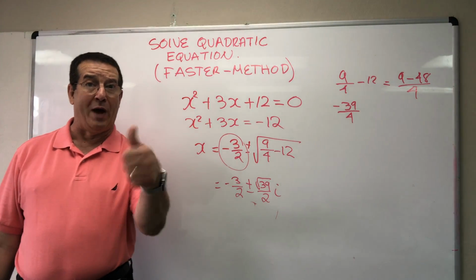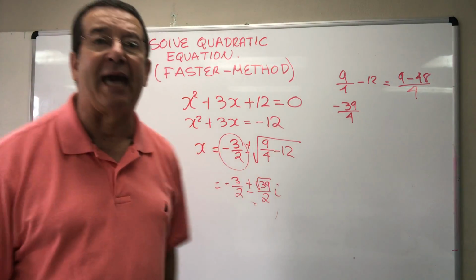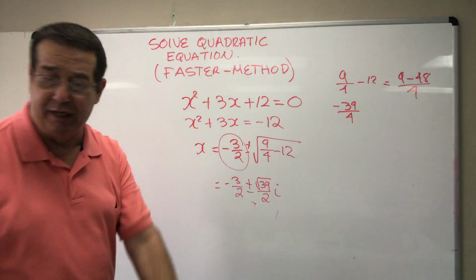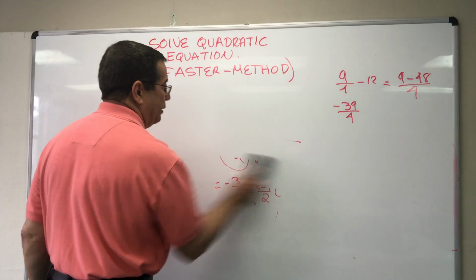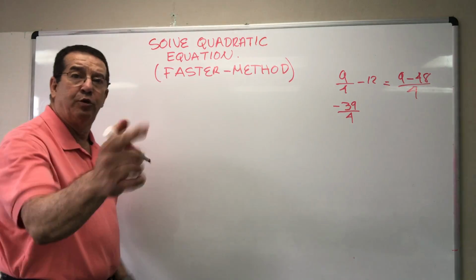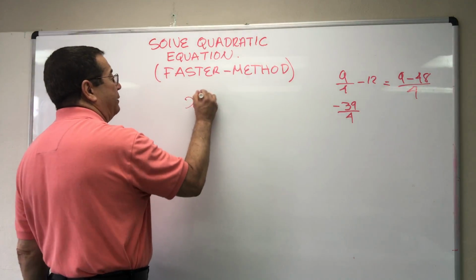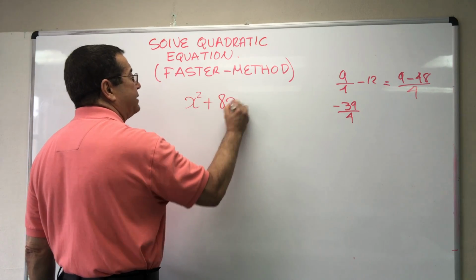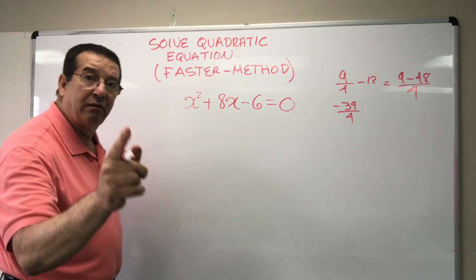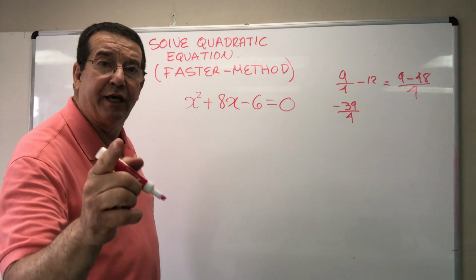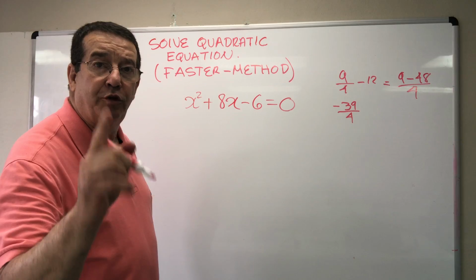And I'm going to do one exercise faster, directly. Pay attention. Now, another example. I want the student to do it like this: x squared plus 8x minus 6 equals 0. You can train the student to find the solution directly.